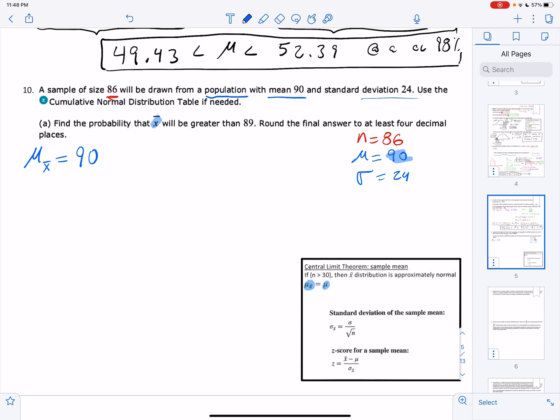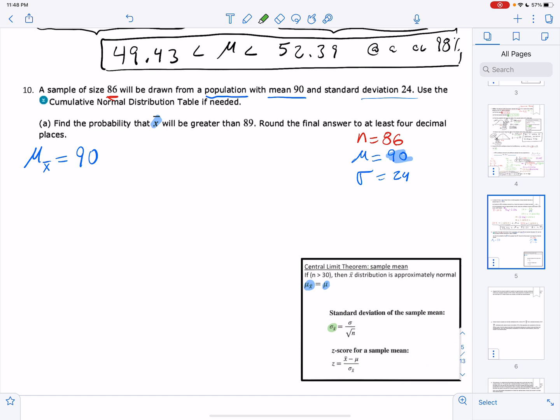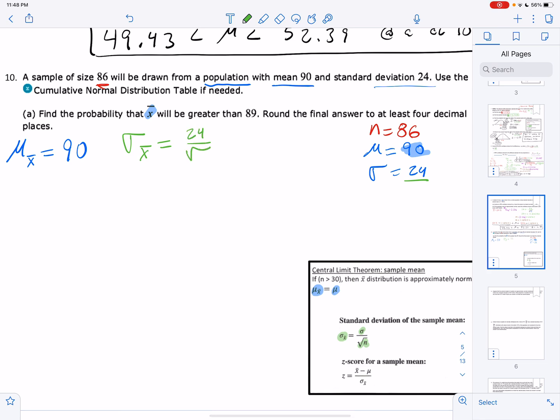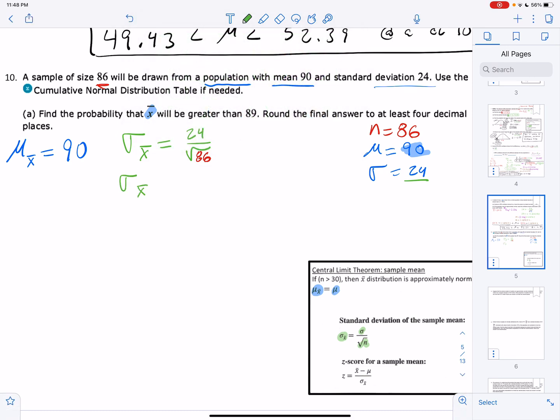Also, what I need to know, in green, is that the standard deviation of the sample means is going to be the population standard deviation divided by the square root of n, the square root of our sample size. This is going to be real important for us to figure out also. The standard deviation of our sample means is going to be equal to 24, our population standard deviation, divided by the square root of the sample size, which we found in red was 86. So now we know that the standard deviation of our sample mean is approximately 2.58799.